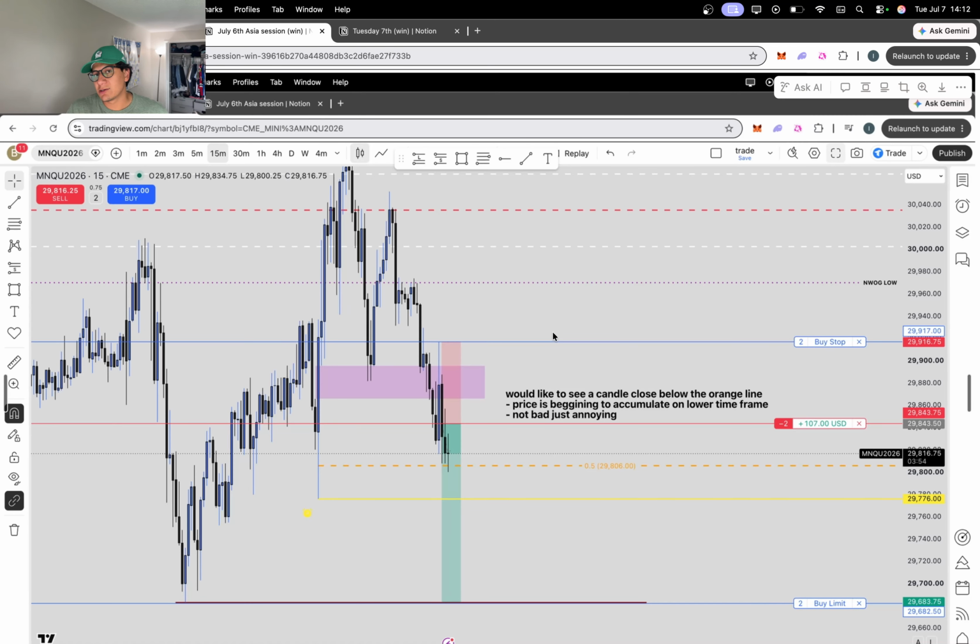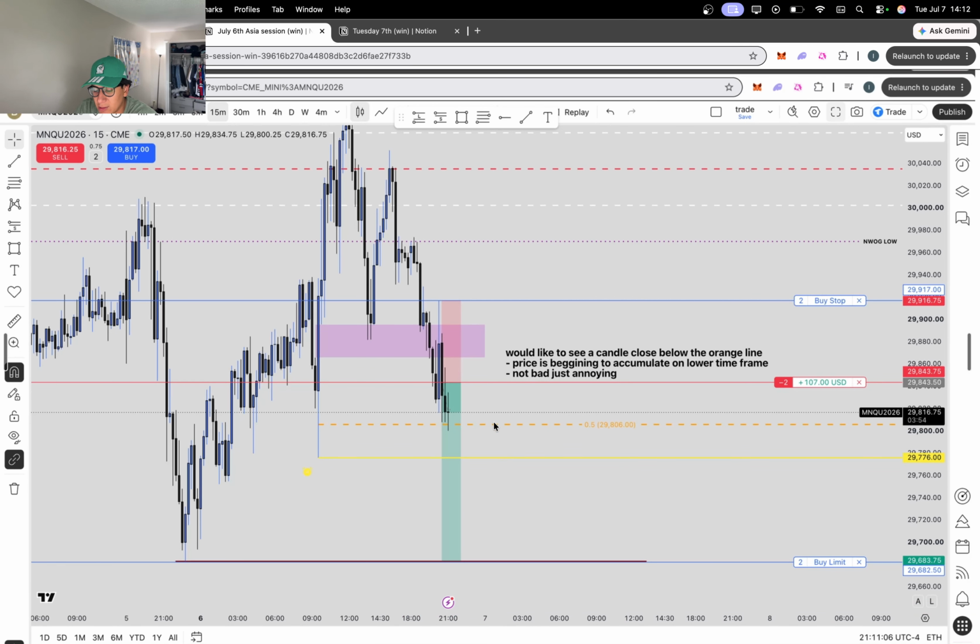Basically what I do is drop down to a lower time frame and look for the same thing. We see this 15-minute swing low discount wick, and I map out the midway point of the wick as a support line. I just want to see a 15-minute candle close below this orange line right here, because then it would show that price is bearish and will hit this break even line, the yellow line.